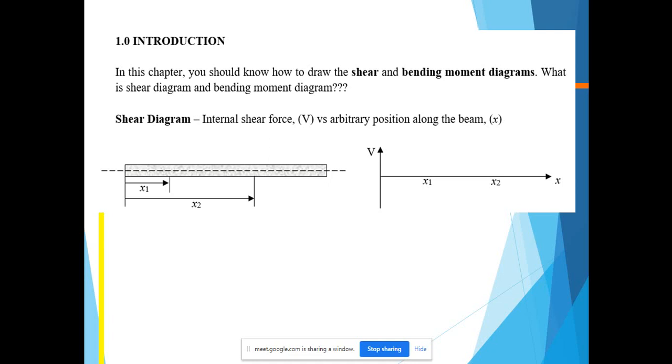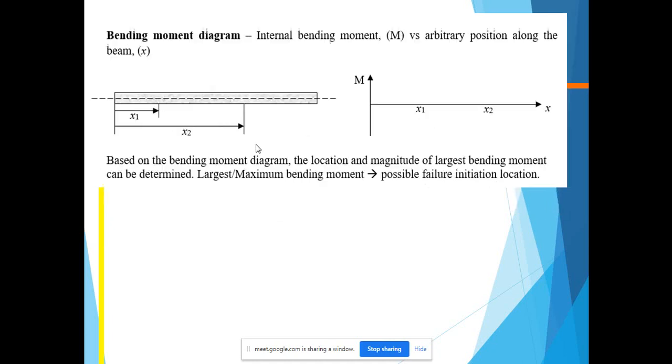Okay, so before you learn how to draw shear force and also bending moment diagram, first, what is the shear diagram? What is the shear diagram and what is the bending moment diagram? By definition, shear diagram is the internal shear force V versus X, which is an arbitrary position along the beam.